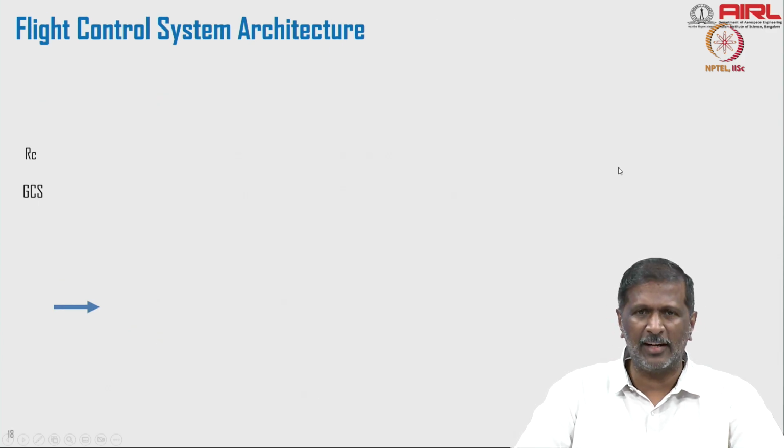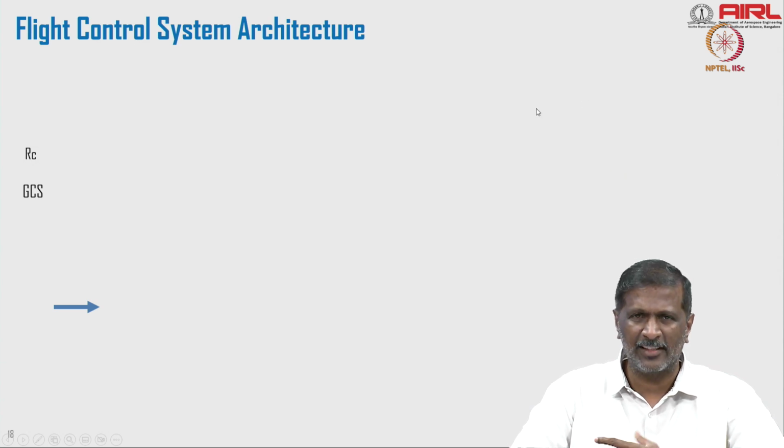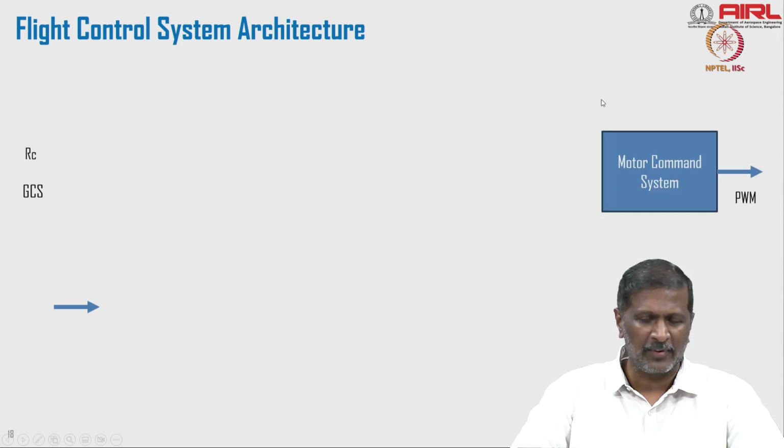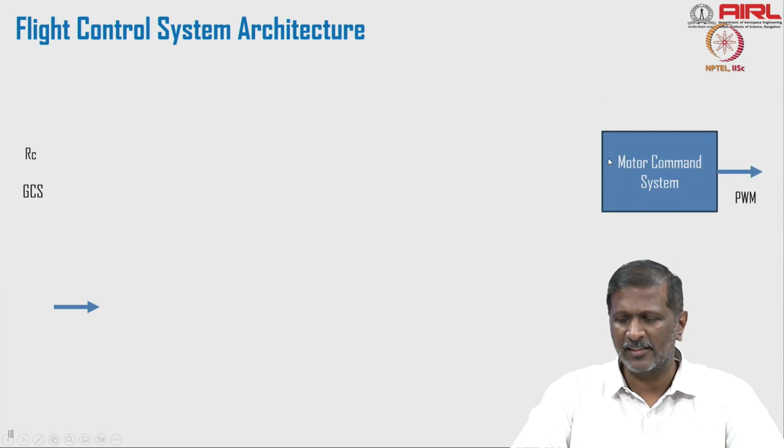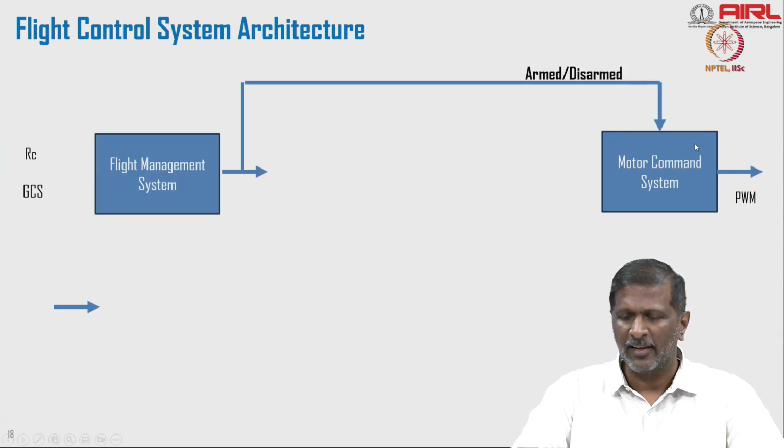Okay, let's try to understand the flight control system architecture, how it is structured, right? So we have a basic thing, which is your motor command system. The motor command system will give an RPM command, PWM command, which goes to your electronic speed controller unit, and that ESC will produce the necessary voltage, and that will result in a change in RPM in your motor. That's your system, right? The motor command system gets an input from the flight management system.